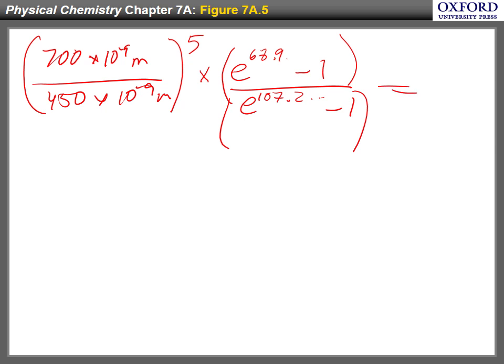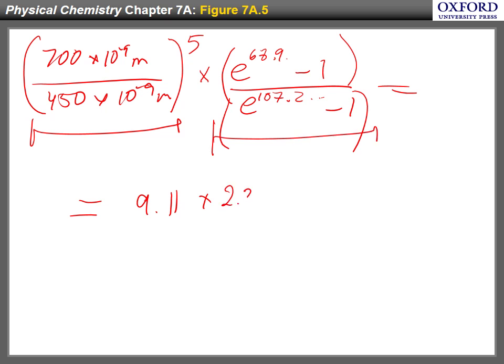And in short, this equals this component, which boils down to 9.11, multiplied by this component, which is 2.3 times 10 to the minus 17. Therefore, that equals 2.1 times 10 to the 16. Okay?